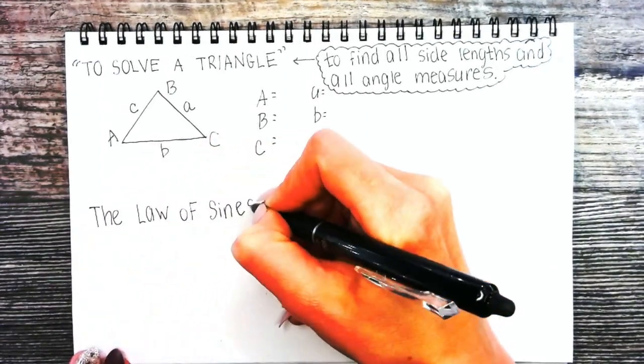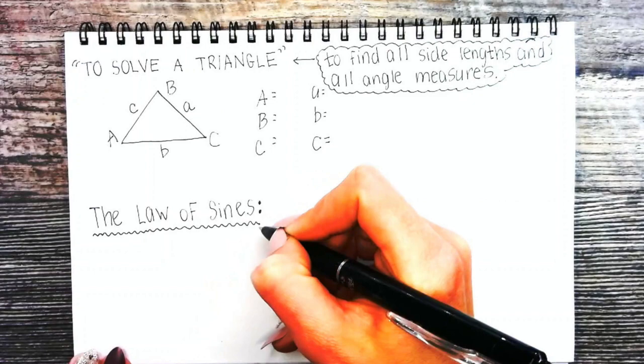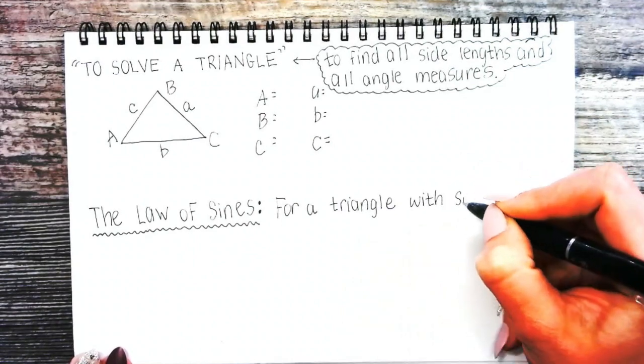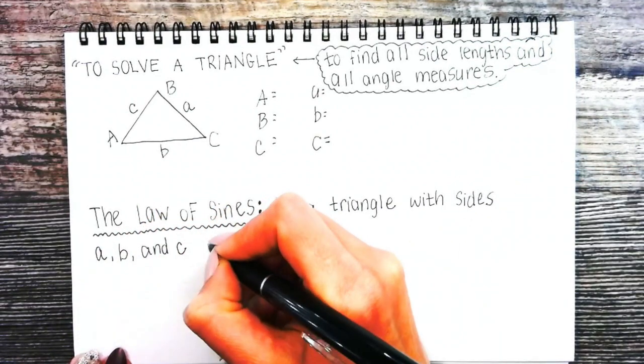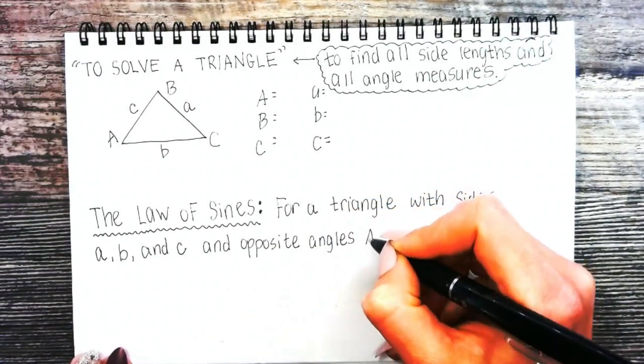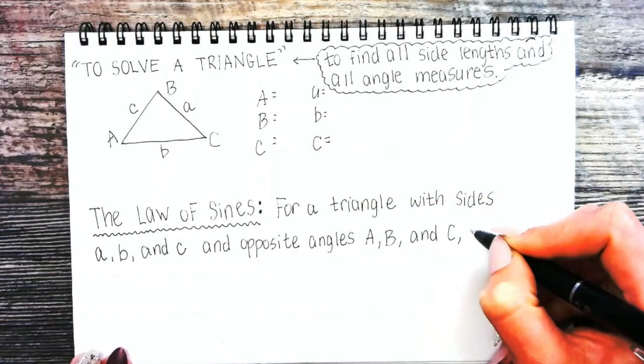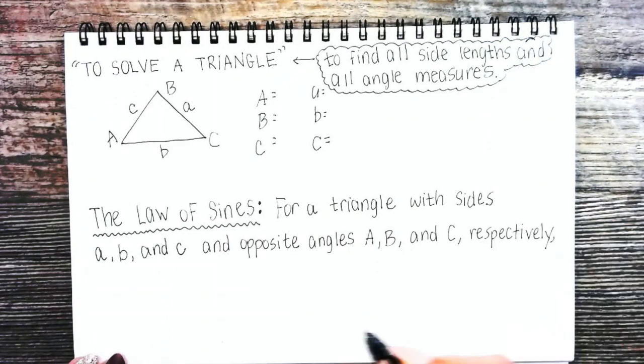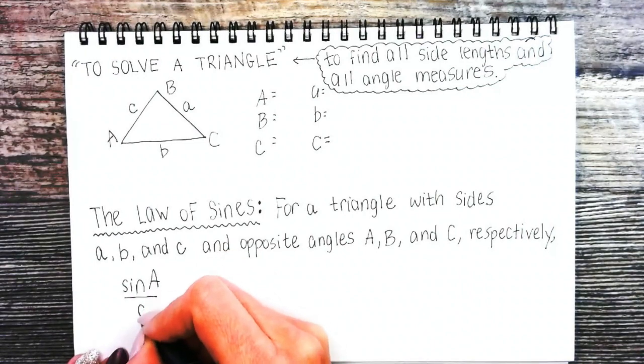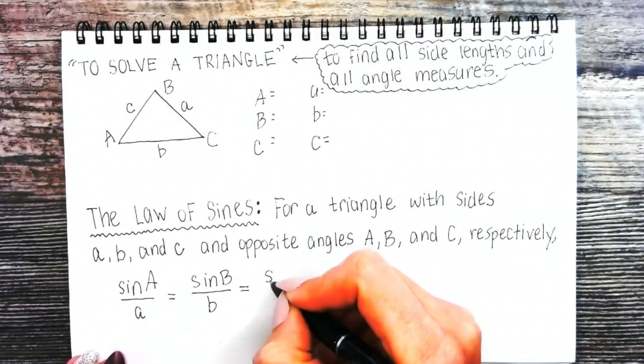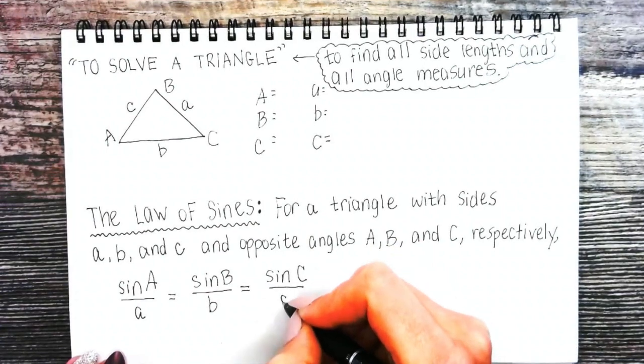So what is the law of sines? And how is it going to help us? Let's find out. The law of sines. For a triangle with sides A, B, and C, lowercase letters, and opposite angles A, B, and C, capital letters, respectively. Respectively just means in that order. So A and A are opposite each other, B and B, C and C. Our order is intentional. Then the law of sines is sine of A over A equals sine of B over B, which also equals sine of C over C.